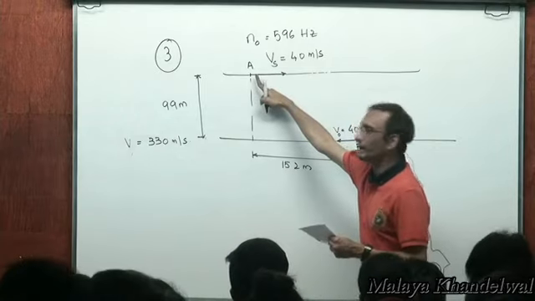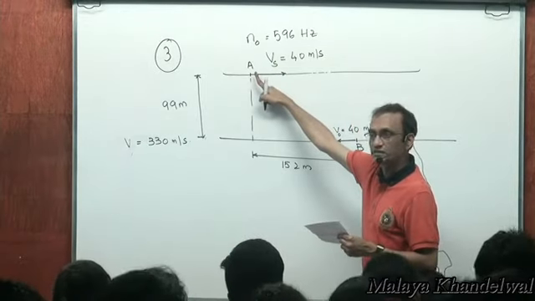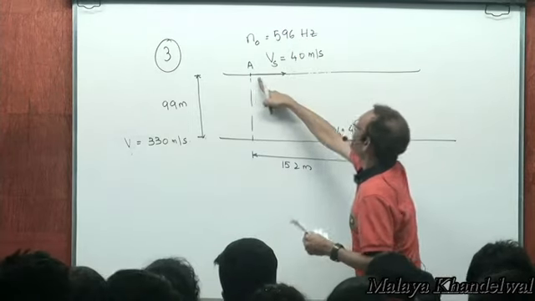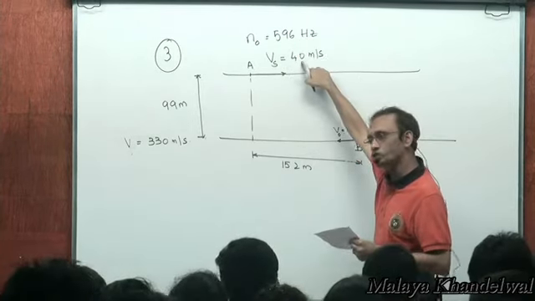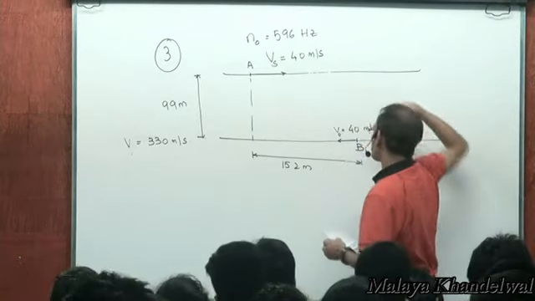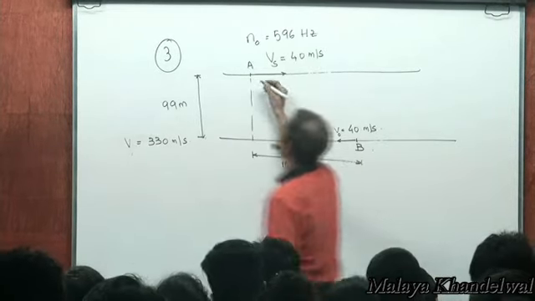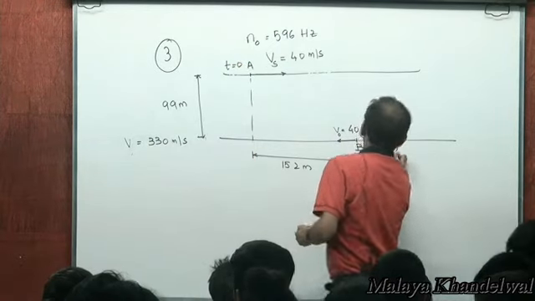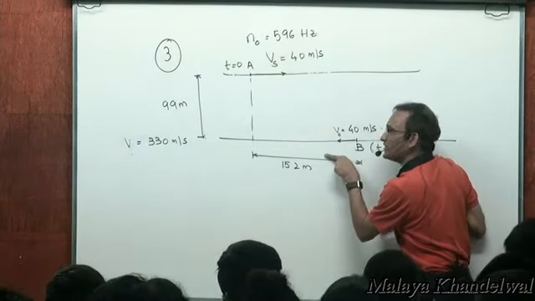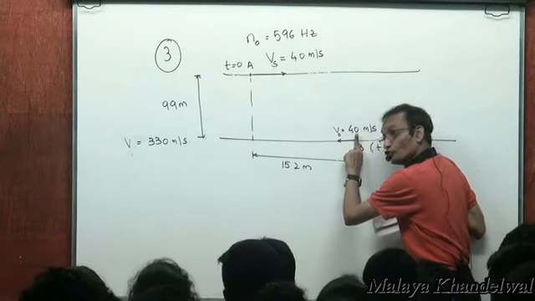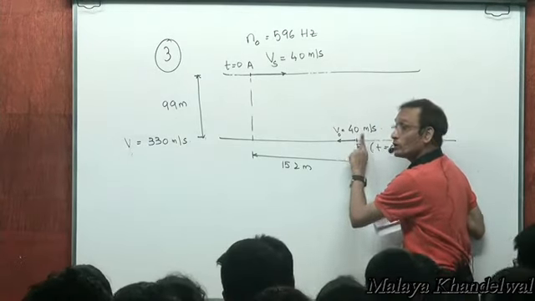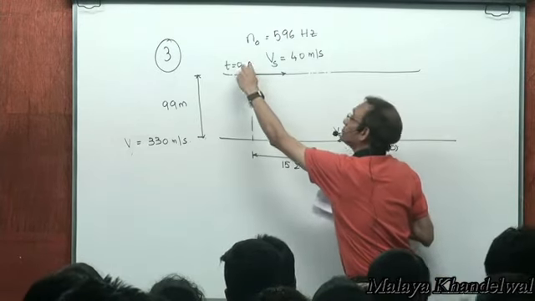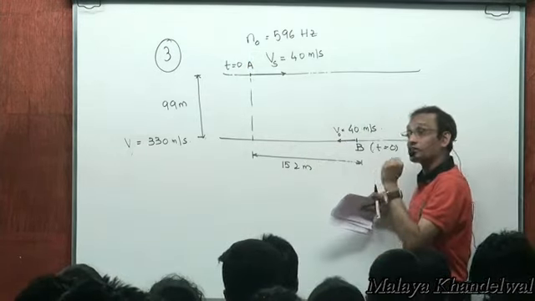So when A is here, it emits a pulse of frequency 596 hertz and moves away with a velocity of 40 meters per second as shown. At that instant, this was t equal to 0. This is also t equal to 0. At that instant, B is headed in this direction with a velocity of 40 meters per second and moves in this direction, right? Now, the sound pulse moves in all possible directions.